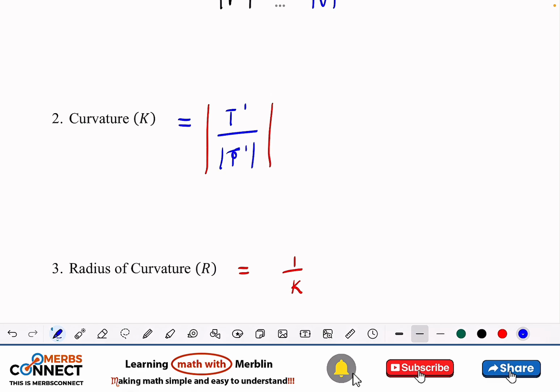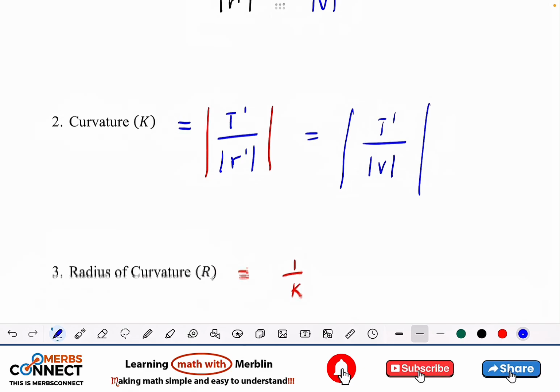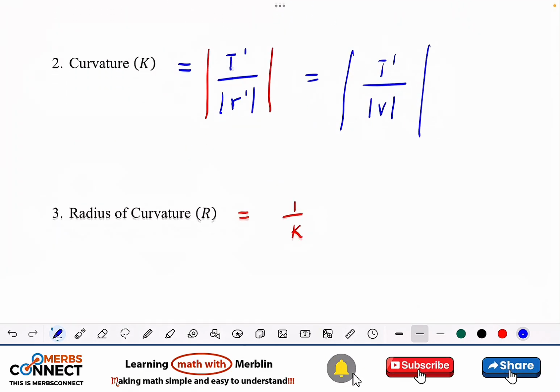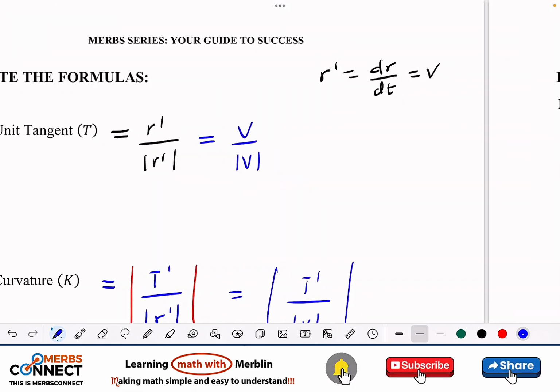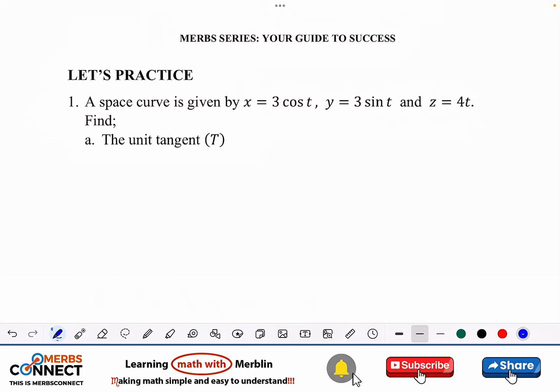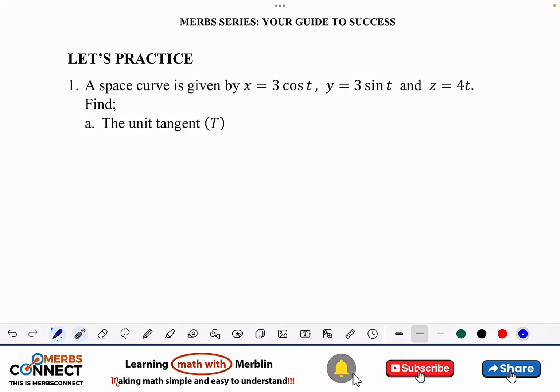Oops, I think this one is supposed to be r prime. This one's supposed to be the position vector, right? So this can be written as this divided by the velocity, because r prime is a velocity or magnitude. Good. So these are the four formulas that we are going to use to solve the example. So let's take some examples and see how we can go through that.